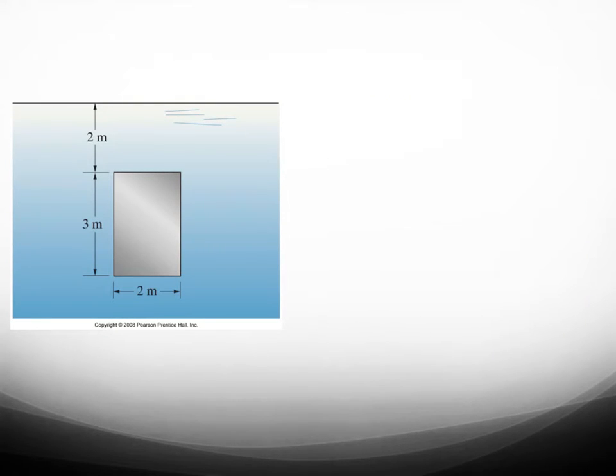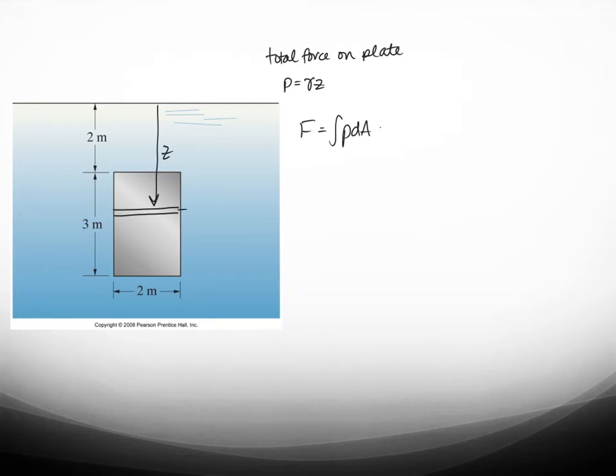Now, the second question asks to find the total force on the plate. Because the pressure goes as gamma z, we have to take strips of the plate that have all the same z value. So F is equal to the integral of P dA. When I talk about the pressure, I do need to include the atmospheric pressure plus gamma z, times dA. The dA is, the plate is 2 meters wide, and the height of this little strip is dz, so it's 2 dz. And we're going to integrate from z equals 2 to 5.